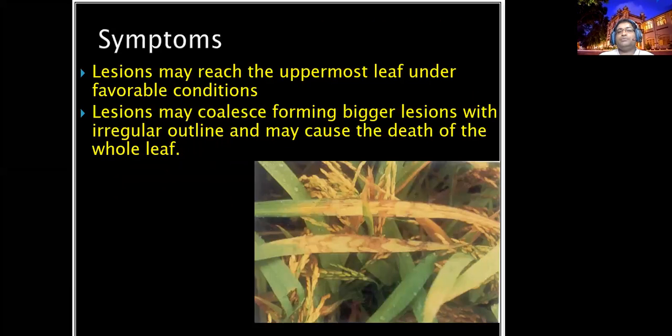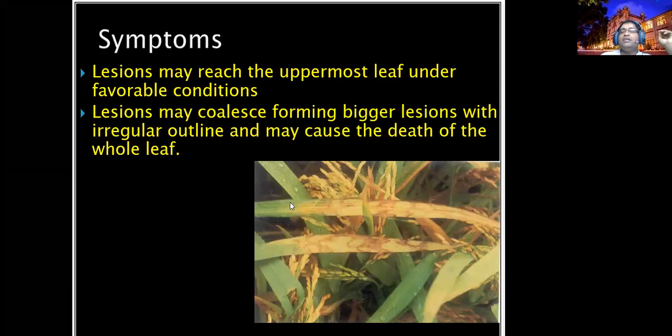If this symptom is advancing from sheath to leaves, then under favorable conditions you can expect these symptoms even in the leaves. If you observe these symptoms in the leaves, you can find that the lesions may coalesce into bigger lesions. That's why you cannot tell the definite shape of this symptom. It has an irregular outline with the death of the whole leaves, meaning the leaves become dry and lie down.